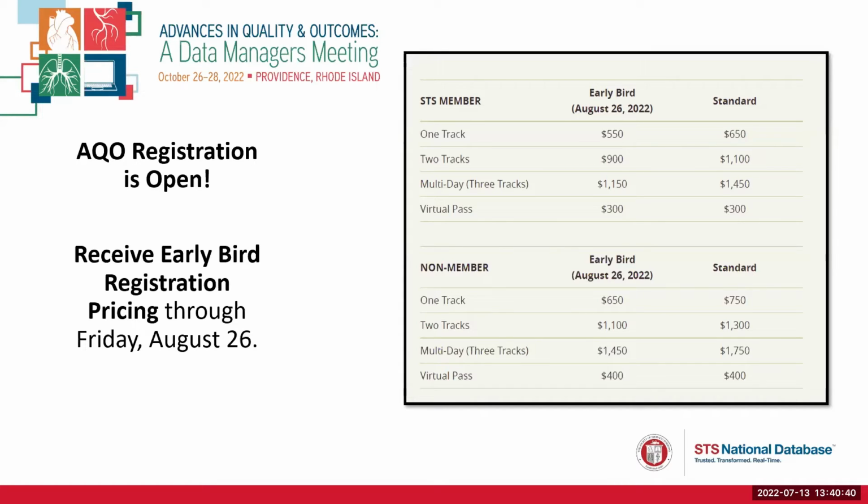So I do have a list of the pricing here. As you can see, the early bird special for STS members for one track is $550, two tracks is $900, multi-day $1,150, and the virtual pass is $300. And for non-members, early bird is $650, $1,100, $1,450 for multi-day, and the virtual pass is $400.